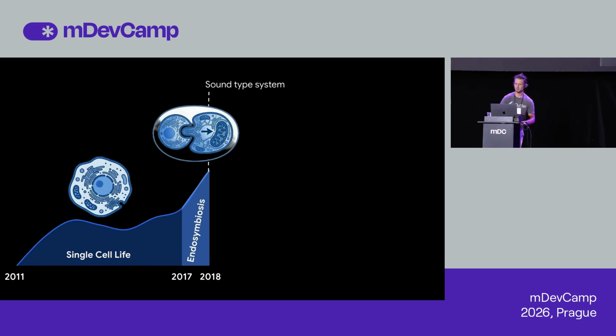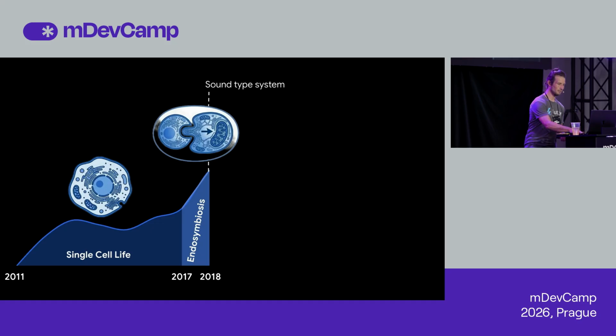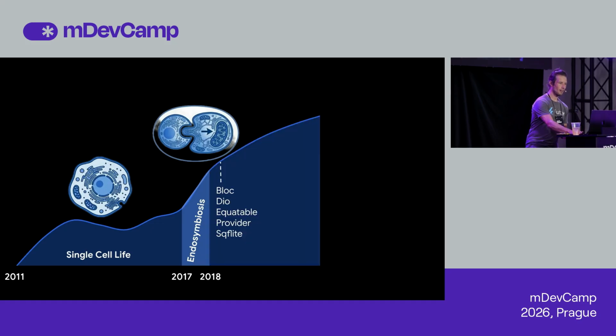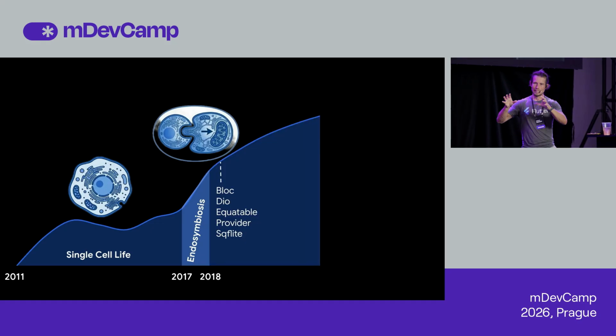And very quickly, Dart kept evolving as well. So we got our sound type system in 2018, and now almost immediately we go to the next phase, because now you really see the package ecosystem take off.